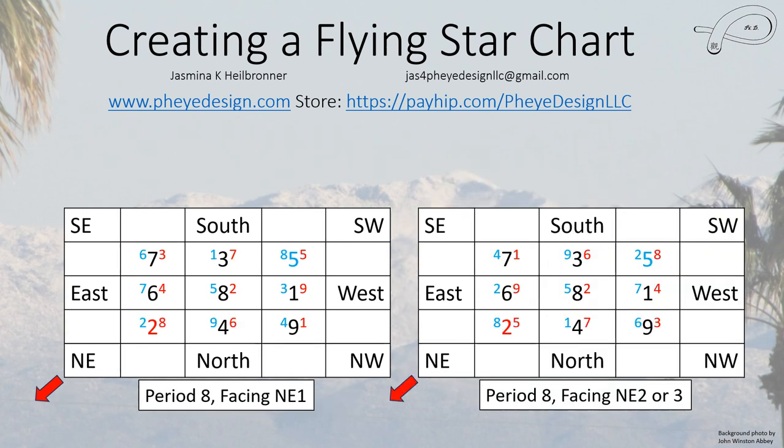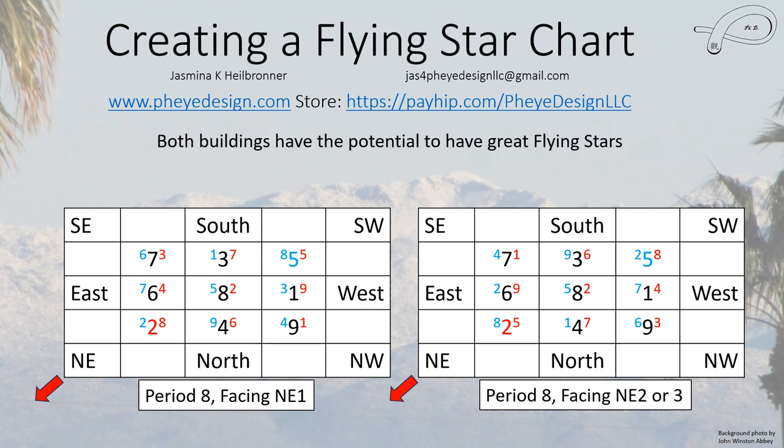But let's compare these two. So this is period 8, northeast 1 facing. This is period 8, northeast 2 or northeast 3 facing. Doesn't matter which one. It'll be one or the other. And they do look different. Even though the center is the same, they do have different numbers.